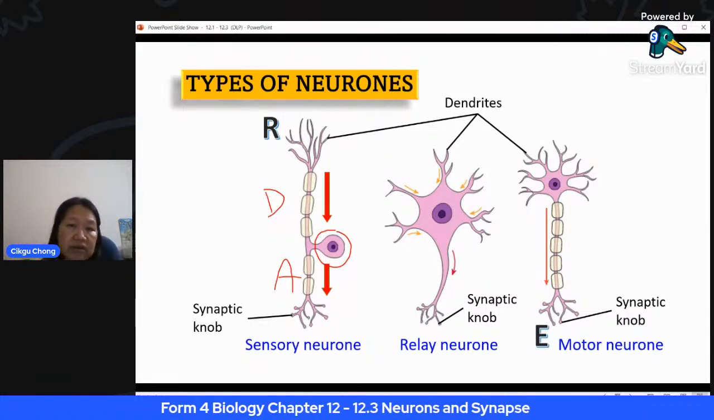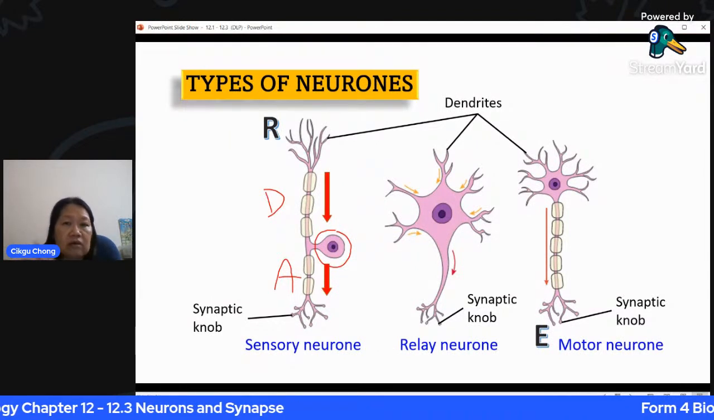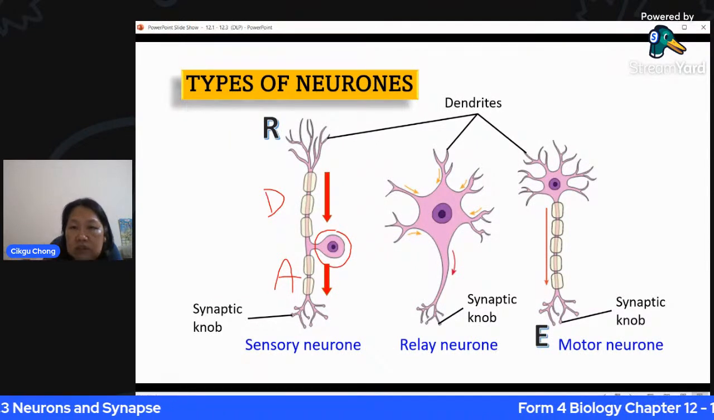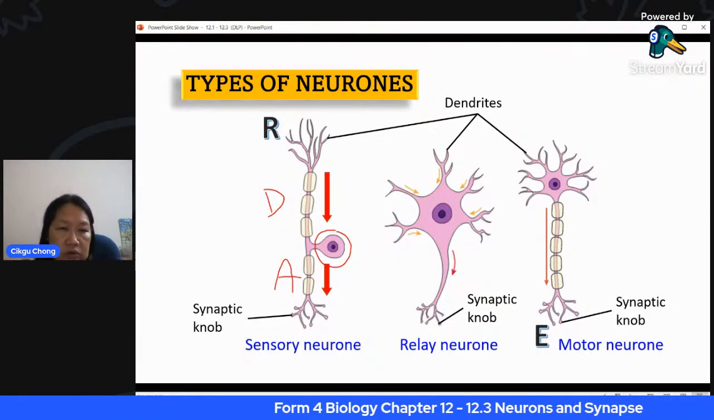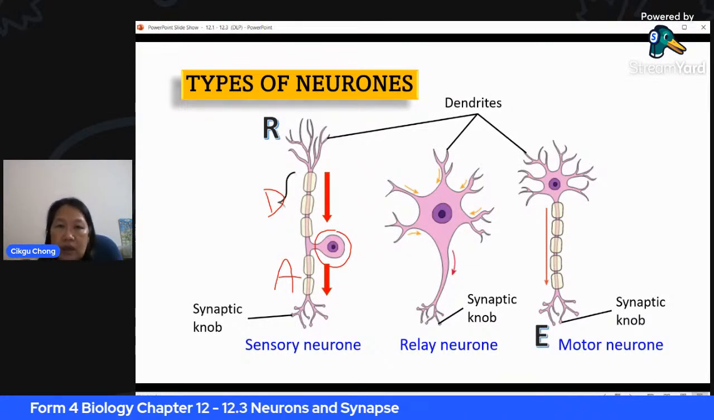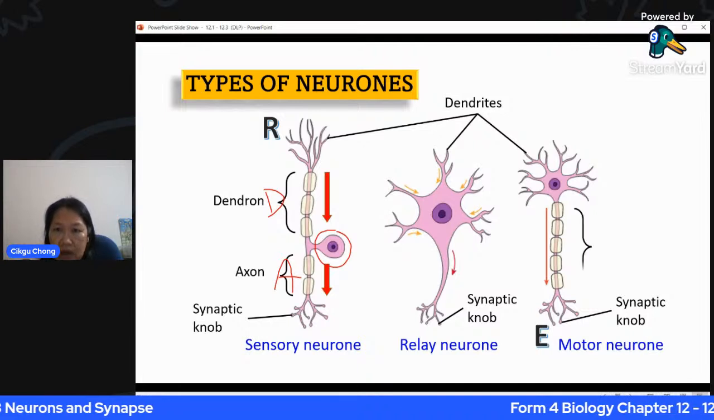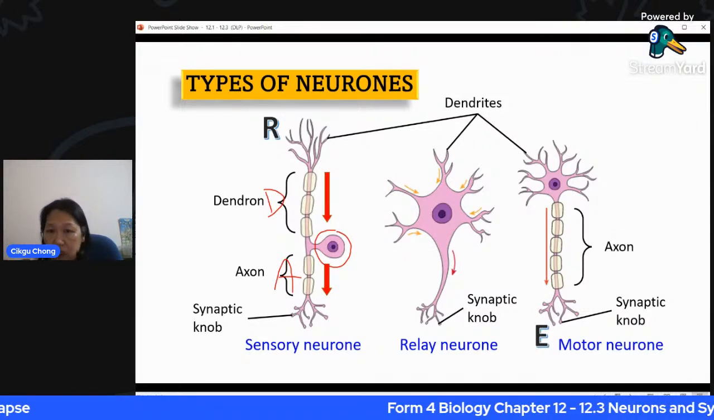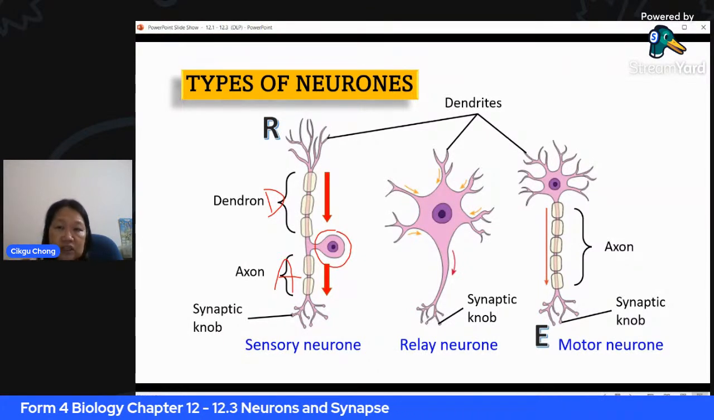Okay, and the direction is always one direction. You cannot interchange the direction. When you want to go this way, you cannot have the impulse going back through the same neuron in a different direction. So this is the dendron, this is the axon. For the motor neuron, you can see the axon is much longer, and you can hardly see any dendron there. Dendrites you have, but not dendron.